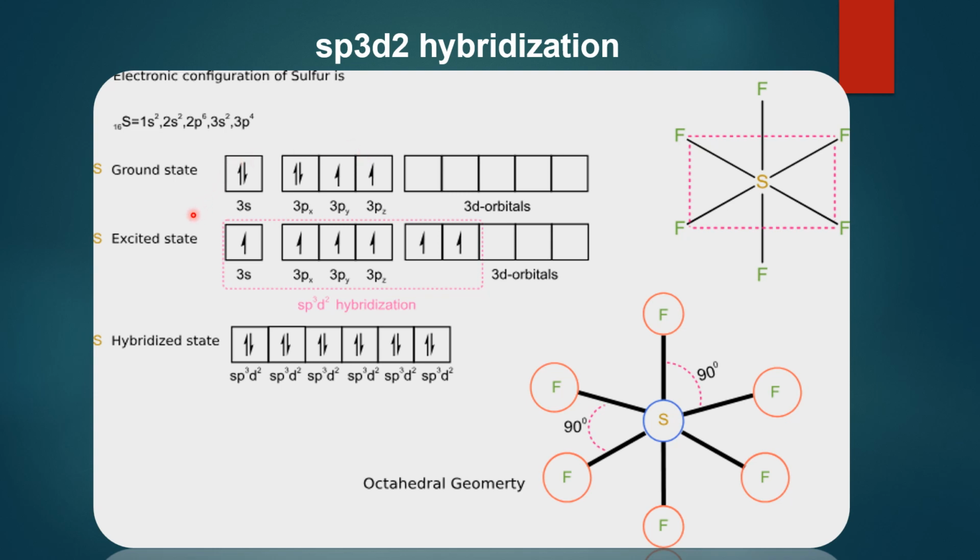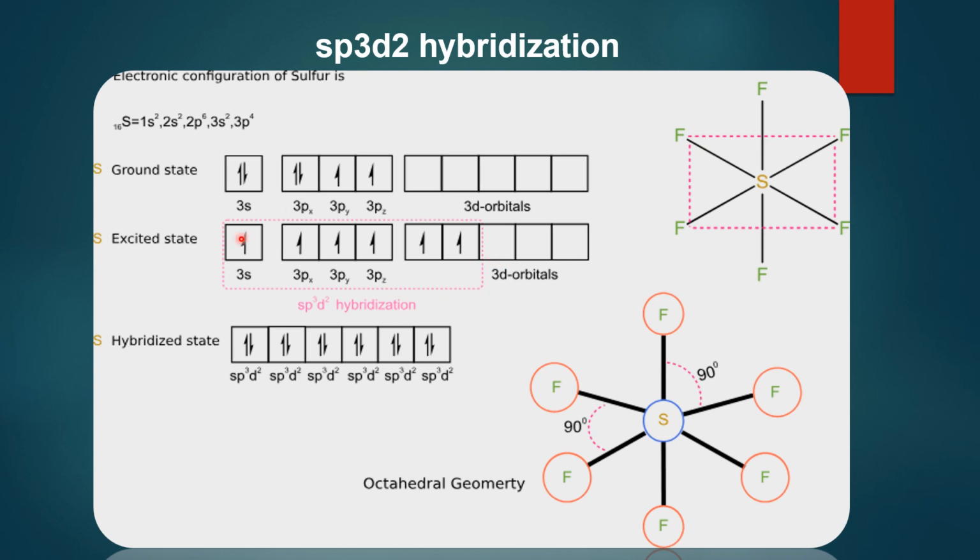The 6 orbitals get hybridized to form 6 sp3d2 hybrid orbitals. See, 1 electron in the 3s level, 3 electrons in 3px, 3py, 3pz orbitals, and 2 electrons in 3d orbitals. Each of these sp3d2 hybrid orbitals overlaps with the 2p orbitals of 6 fluorine atoms to form 6 sulfur-fluorine bonds. First sulfur-fluorine bond, second bond, third bond, fourth bond, fifth bond, sixth bond. We'll get a total of 6 sigma bonds.